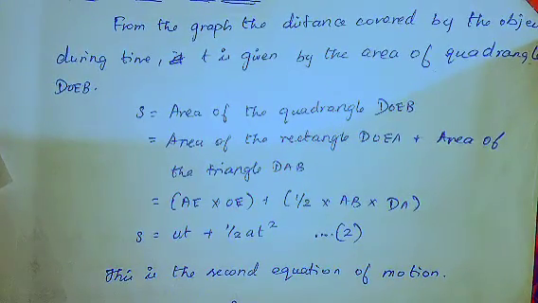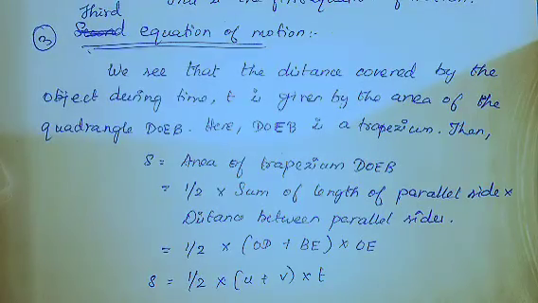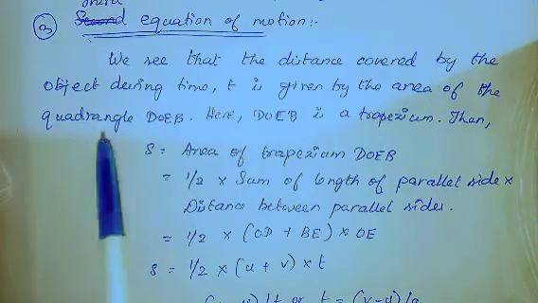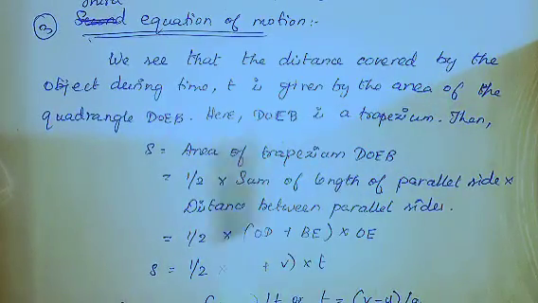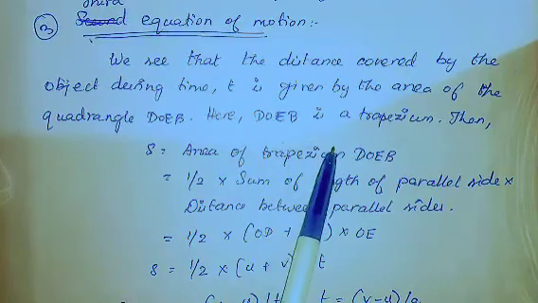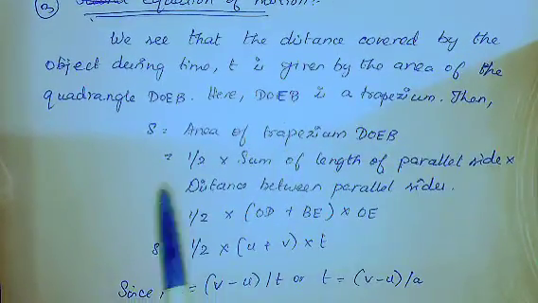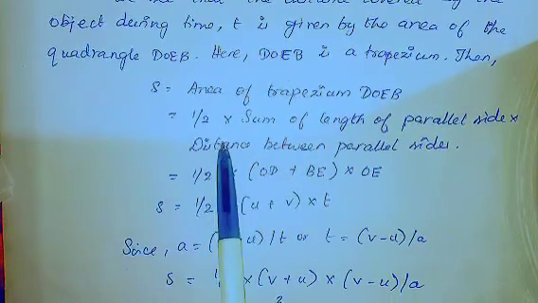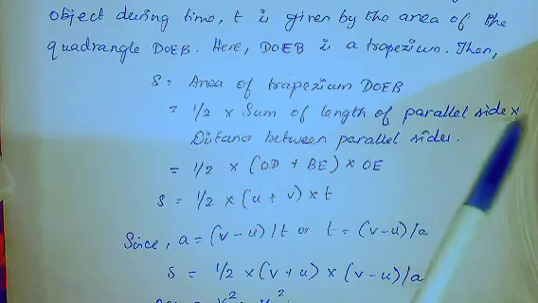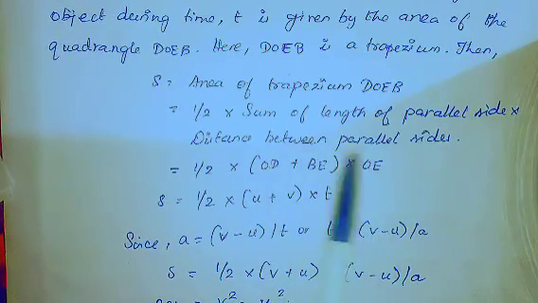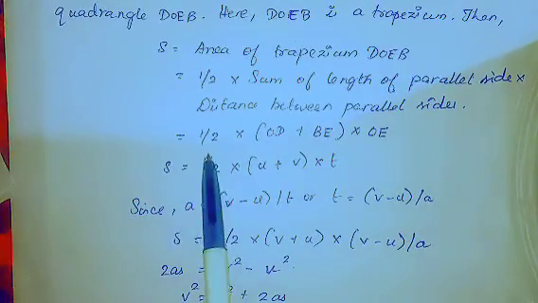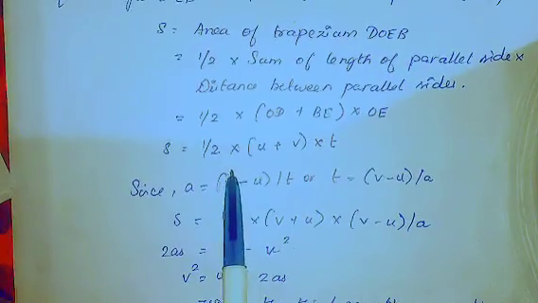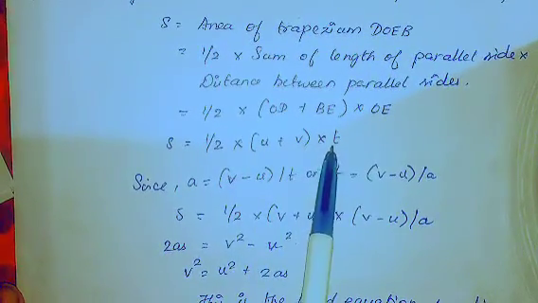Then the third equation of motion. We see that the distance covered by the object during time t is given by the area of the quadrangle DOEB. Here DOEB is a trapezium. Then S equal to area of trapezium DOEB, equal to 1/2 into sum of the length of parallel sides into distance between parallel sides. This is the equation. Then equal to 1/2 into OD plus DE into OE. S equal to 1/2 into u plus v into t.